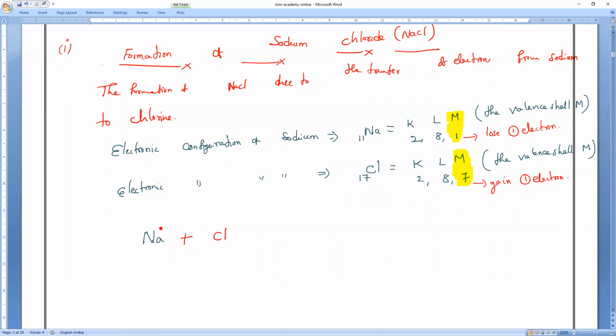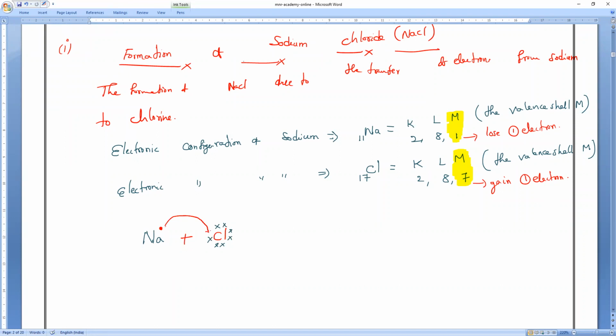Chlorine, we all know that. How many valence electrons? 7. 1, 2, 3, 4, 5, 6, and 7. And this electron will transfer here. Am I right or not, guys?